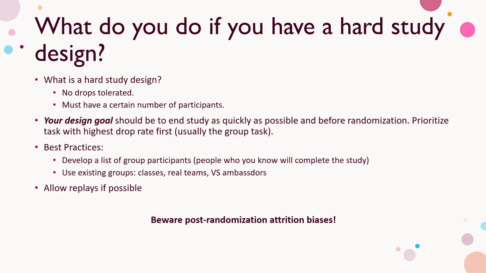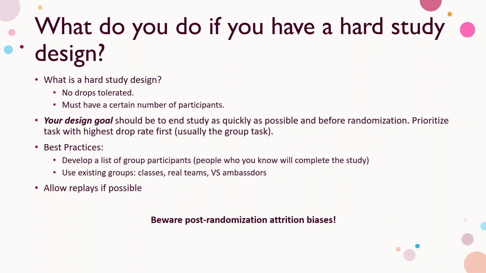You don't want people to waste their time. So you want people to drop early, and if they drop, then the study's over. You don't want people to spend 10, 20 minutes creating data that you're not going to be able to use. And in this case, you want to prioritize the task with the highest drop rate first. So this is usually the group task. But if you have a 30-minute reaction time task, that can be really boring. This is another example of something you would want to do first, so that if somebody's going to drop, they drop early. You can end the study early.